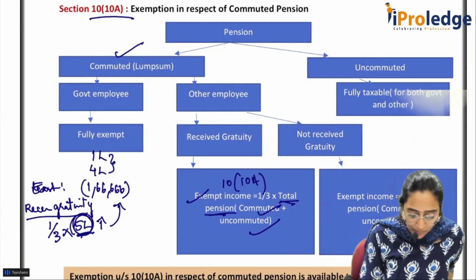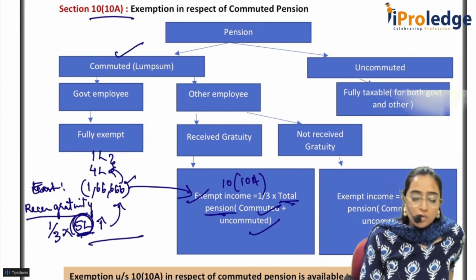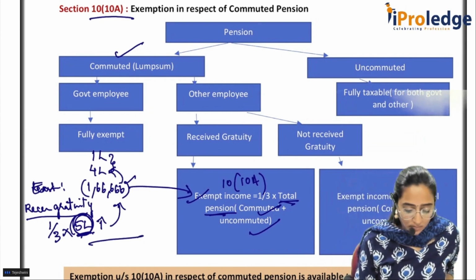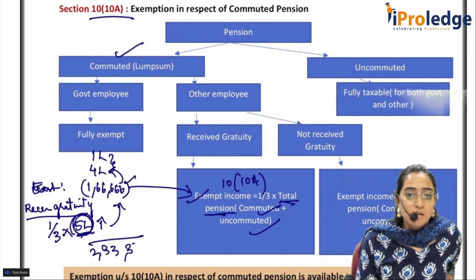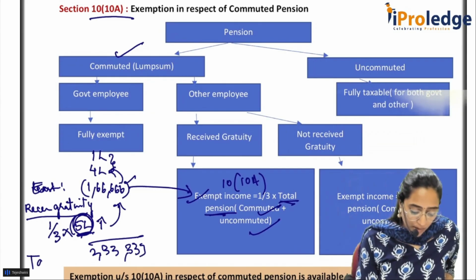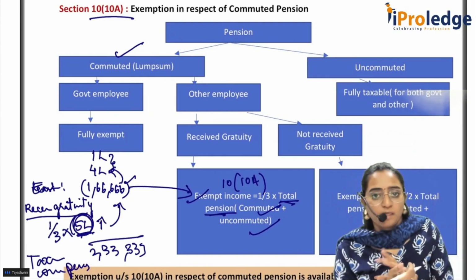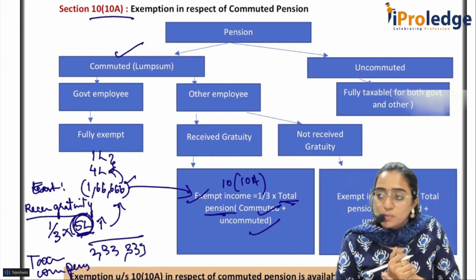This calculation we are doing here, and you are going to subtract this from the 4 lakh, and you are going to get how much? 2,33,333. How much will you get here? Same, no? 2,33,333 is the taxable commuted pension that you would get. Everyone? Understanding, people? Taxable commuted pension would be so much.